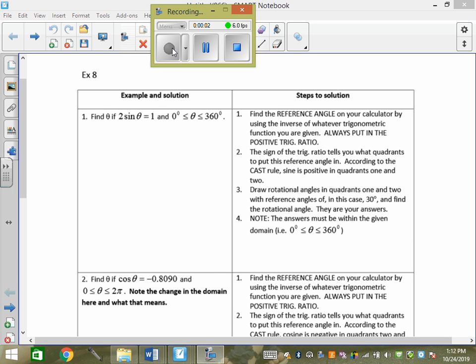Okay, you guys are going to try the first one. 2 sine theta equals 1 between 0 and 360. Go. It's a review from yesterday. 2 sine theta equals 1. I have a degree 1, so what am I going to have to do?